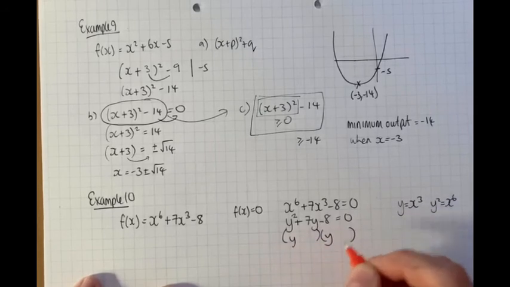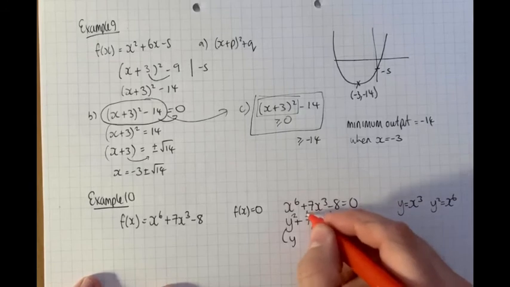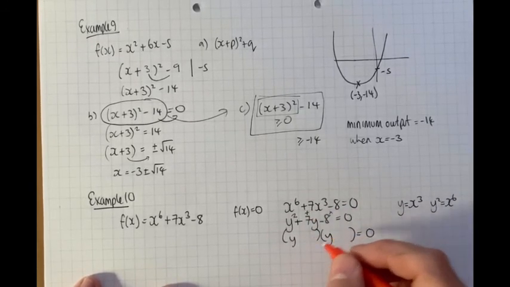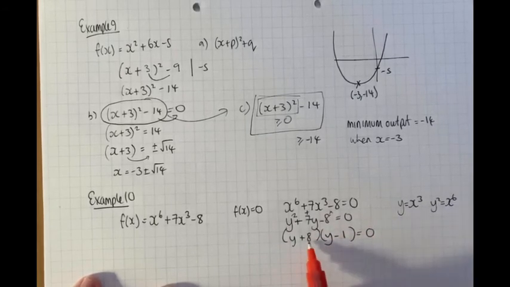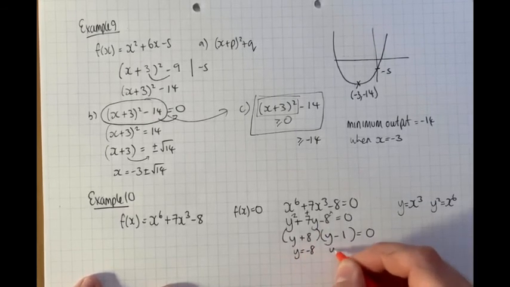So y, 2 numbers that multiply together to make minus 8 and add together to make 7. It must be 8 and take away 1. 8 times minus 1 is minus 8, 8 take 1 is 7. So that gives us solutions: y is minus 8, y is 1.